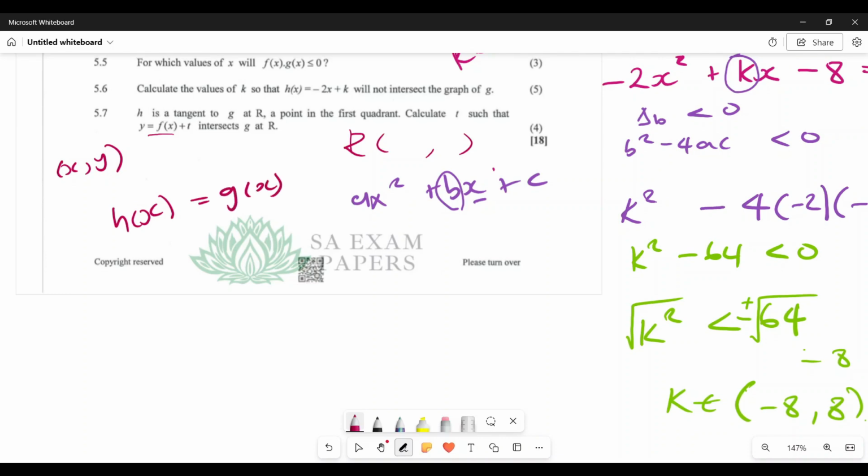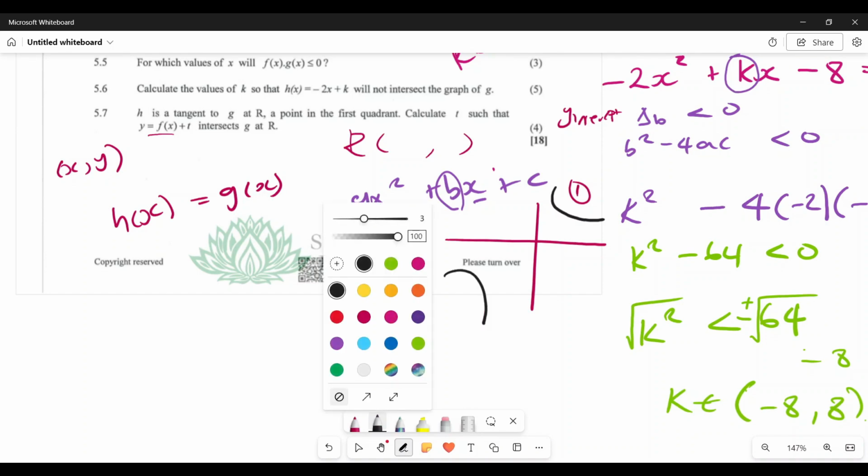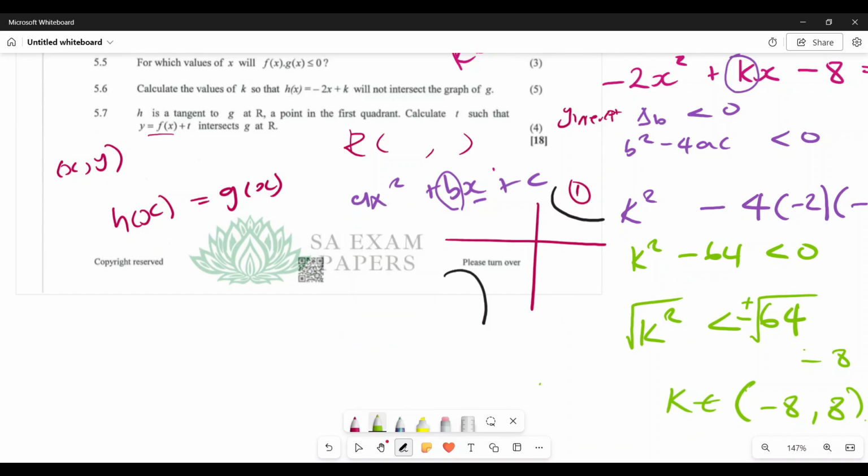So my h of x graph, I have minus 2x plus k. Now remember, I solved for k. I said it's either going to be minus 8 or values from negative 8 up until positive 8. But here, what did they tell us? They told us that this point R is in the first quadrant. And in this first quadrant, remember, what is k? K is your y-intercept. Remember, my g of x is somewhere here, like this. And if these two graphs intersect one another in this first quadrant, it means this point R is here in the first quadrant.